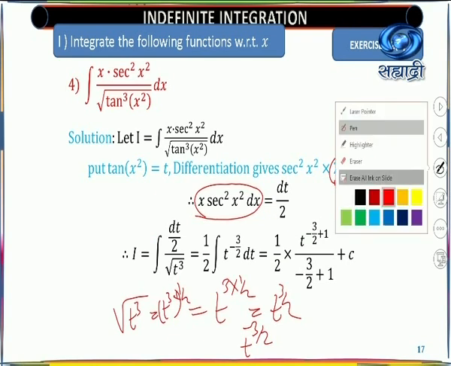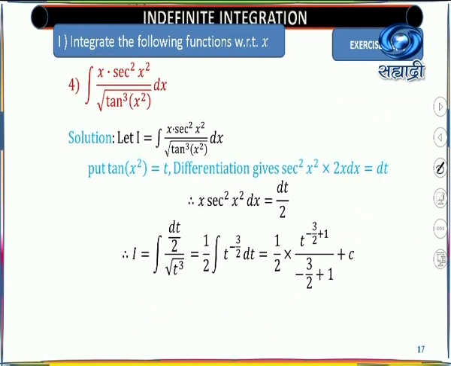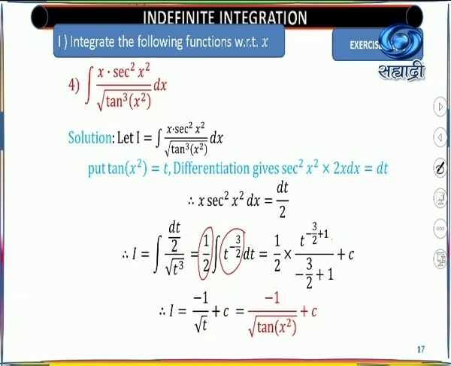So here you got the value as half, because this is dt upon 2. So half is outside the integral sign. T is in the denominator, which you are able to write, as just now we discussed, t raised to minus 3 by 2 dt. Now as usual we are using our formula, that is n plus 1, minus 3 by 2 plus 1 upon 3 by 2 plus 1, plus constant of integration. Now if you write it here, what will you get? Minus 1 upon root t plus constant of integration.